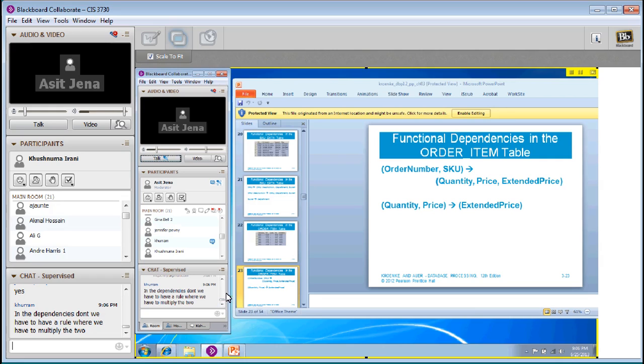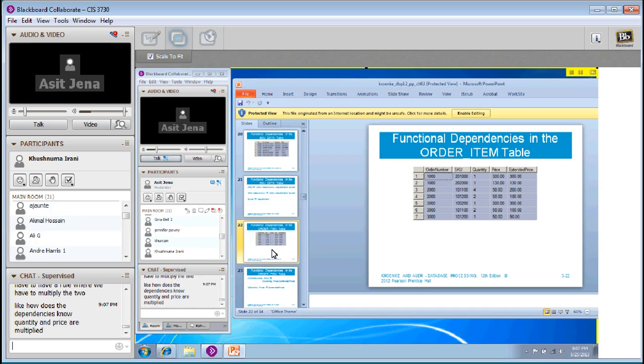In the dependencies, don't we have a rule where we have to multiply the two? No. This dependency is a logical dependency. You can ask, can I determine the quantity, price, and extended price of an order if I knew the order number and SKU number? That's what it is saying. You don't have to multiply anything. These are logical, conceptual concepts. These are not calculations.